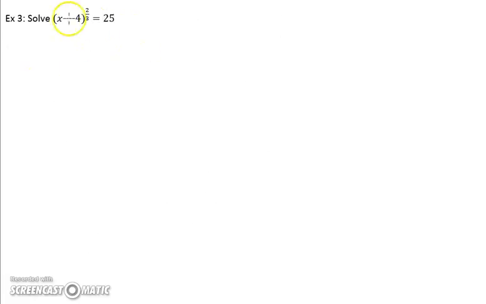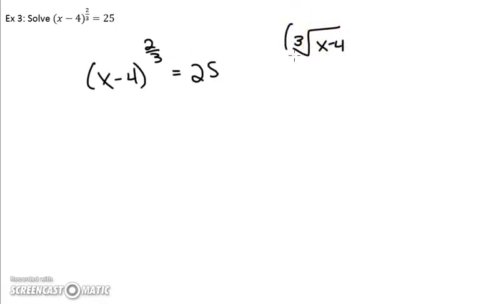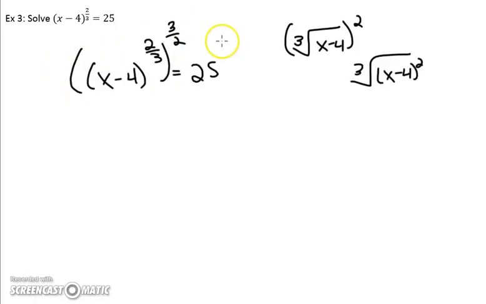Just another kind of look at this, we have x minus 4 to the 2/3 power equals 25. So this is a radical. If you wanted to write it as a radical, the 3 is the radical, the 2 is a power. So you could write it like this, or you can write it like this. But I think it's easier just to keep it as a 2/3, because to get rid of a 2/3 power, all we have to do is raise it to a 3/2 power, right? Multiply or raise each side to the reciprocal power.